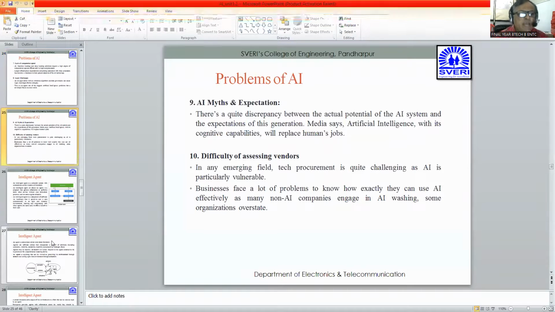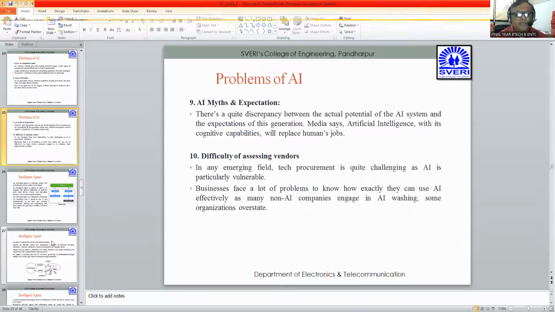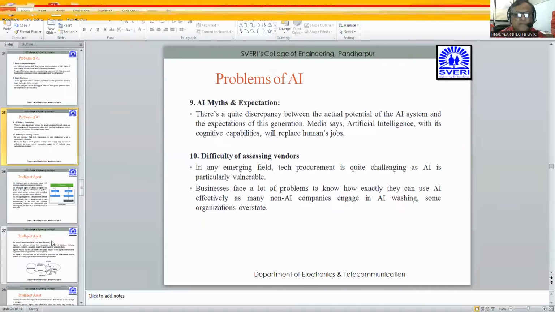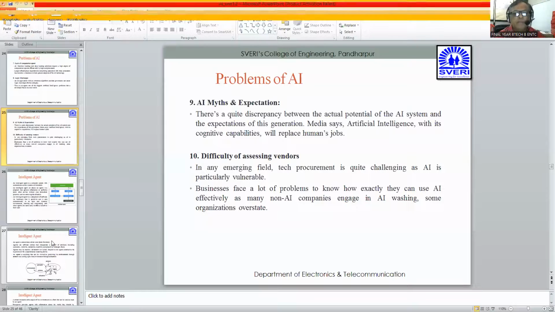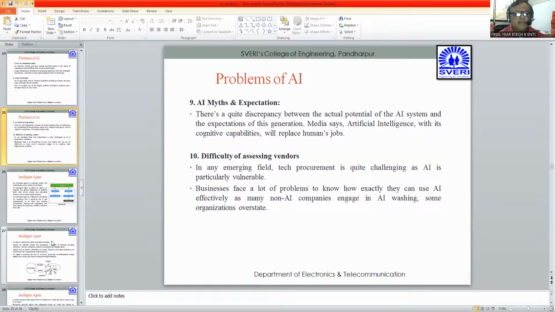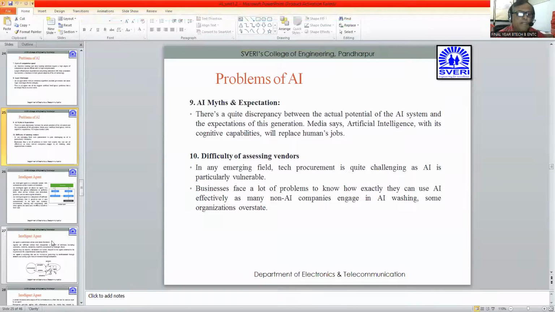And the last two are AI myths and expectations. There are very many myths across AI. Normally people are not ready to accept artificial intelligence because they think that if AI comes into the picture, it will replace human jobs. That is the most important thing. There is quite a discrepancy between the actual potential of AI and the expectations of the generation. What is shown and what is implemented also have a gap between them. And media says about AI that it will replace human jobs because of its cognitive capabilities.